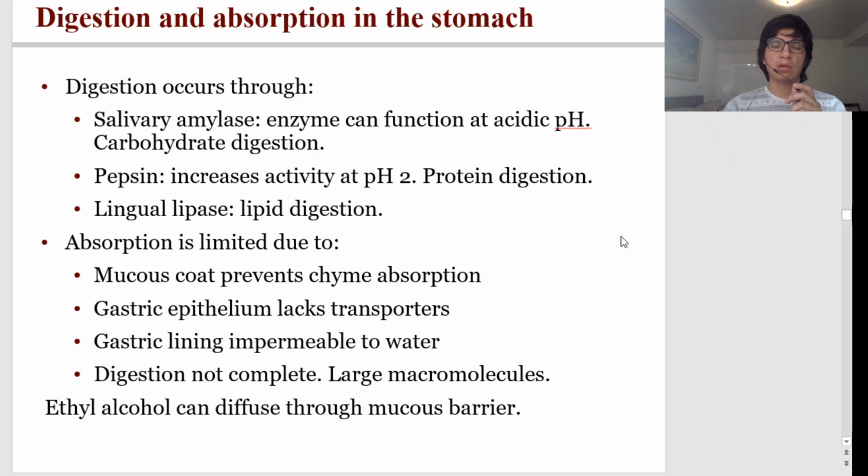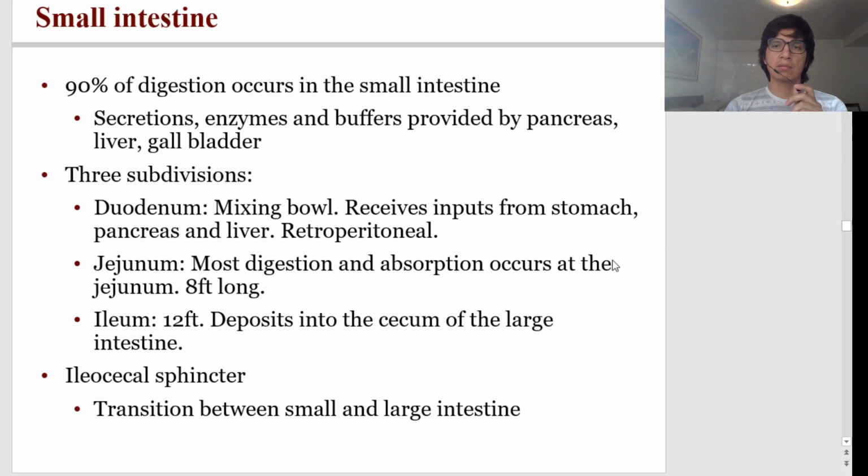And we need the molecules broken down almost to their elemental level, to their monosaccharides, to the amino acid level, to the lipid fatty acid level, in order for us to initiate absorption. Ethyl alcohol can diffuse through the mucous barrier. That is why if you drink within a meal, you will be able to feel the ethyl alcohol rather promptly.